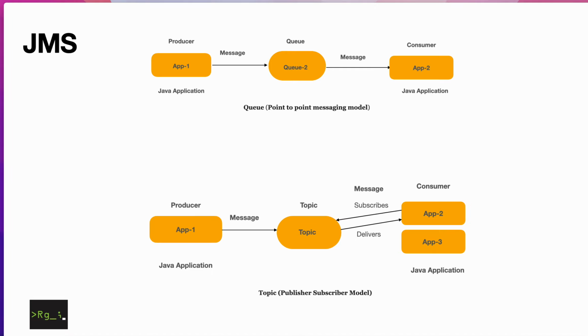The second model is topic. Topic is something which you can subscribe to, and it can be subscribed by multiple consumers. So whenever data is sent from this producer, whoever subscribed to this topic can consume it, or all the consumers can consume it.